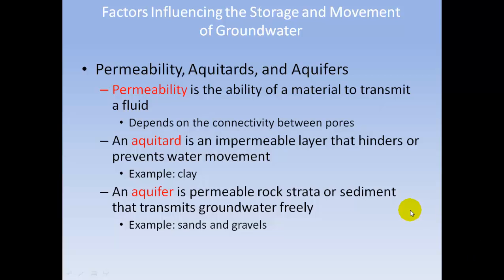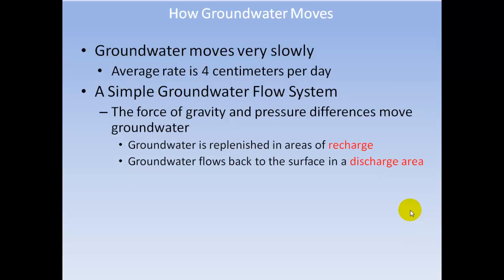Permeability, aquitards, and aquifers. This is influencing the storage and movement of groundwater. Permeability is the ability of a material to transmit a fluid. This depends on the connectivity between the pore spaces. An aquitard is an impermeable layer that hinders or prevents water movement, for example, clay. An aquifer is a permeable rock strata or sediment that transmits groundwater freely. Sands and gravels are good examples. Groundwater moves very slowly. The average rate is about 4 centimeters per day.